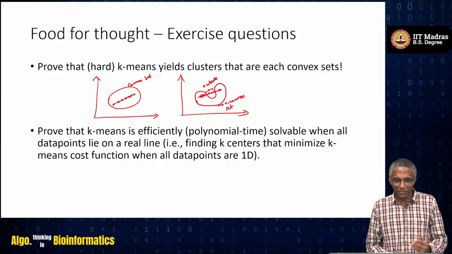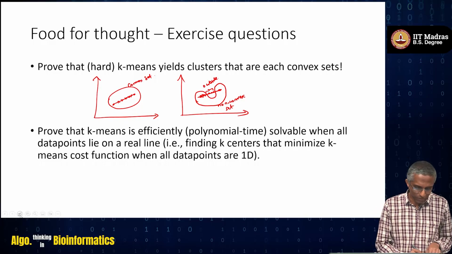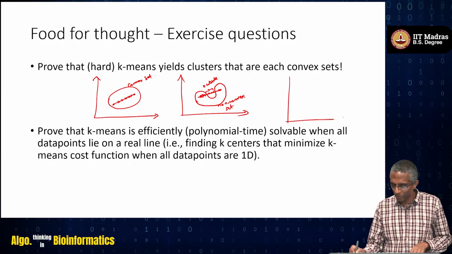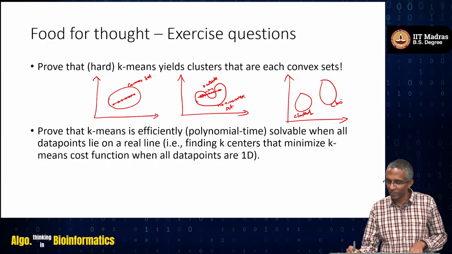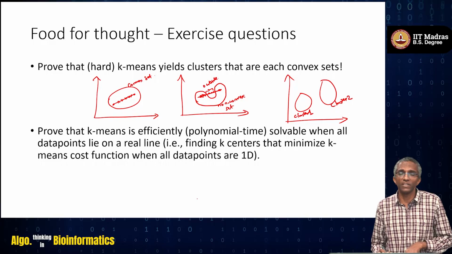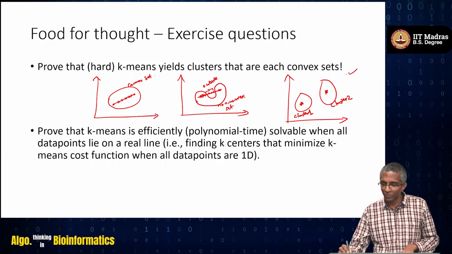And what this is saying is that k-means yields clusters that are each convex sets. So, for instance, if you have a set of data points that look like this, like we have seen so far, then this will be cluster 1. It will correctly identify, if you give it the right initial starting points, this will be cluster 1 and this will be cluster 2. So, k-means will work for this.